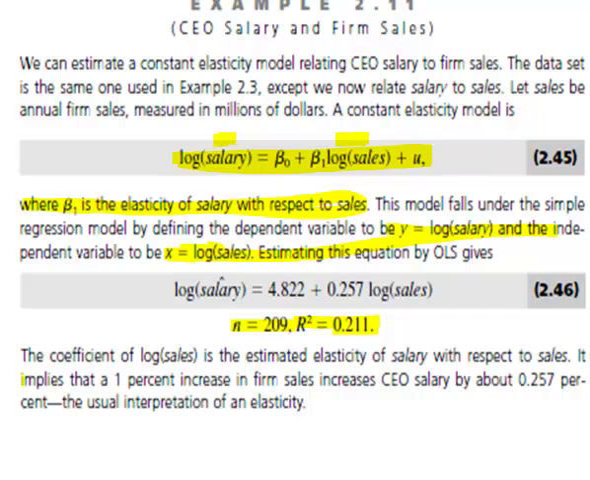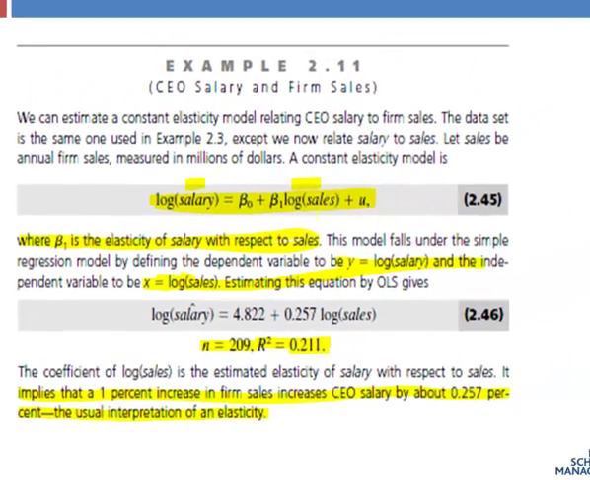And it tells us that a 1% increase in firm sales increases the salary by 0.257%, which is again the interpretation of elasticity. So a 10% increase in sales would result in a 2.5% increase in a CEO's salary. And again, it's a better fit, 21% fit. The model explains 21% variation in salaries as a result of sales.